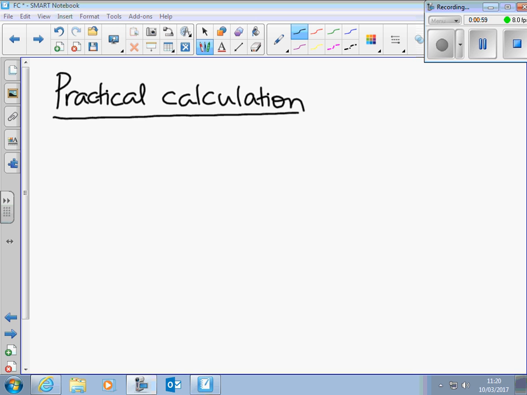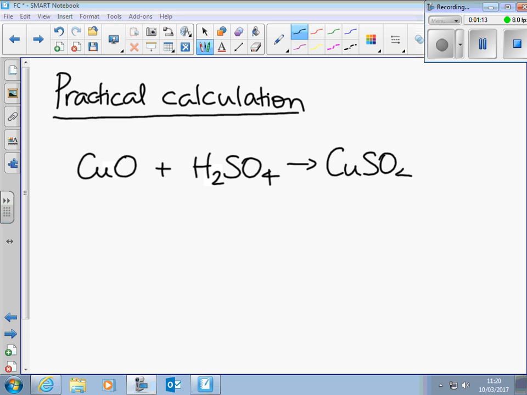The reaction is copper oxide plus sulfuric acid, and it's a fairly simple outcome. It's copper sulfate plus water. All right, now that looks fairly simple.